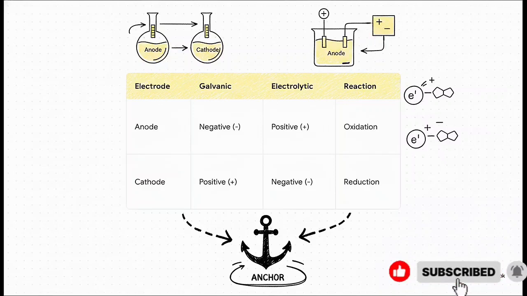But check out that final column. This right here is your anchor. No matter what kind of cell you are looking at, oxidation always happens at the anode and reduction always happens at the cathode. If you can lock that into your memory, you'll never get confused by those changing plus and minus signs on your exams again.